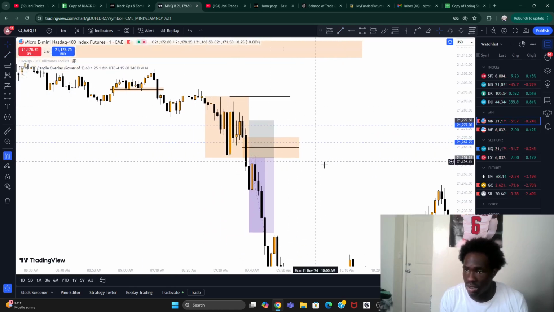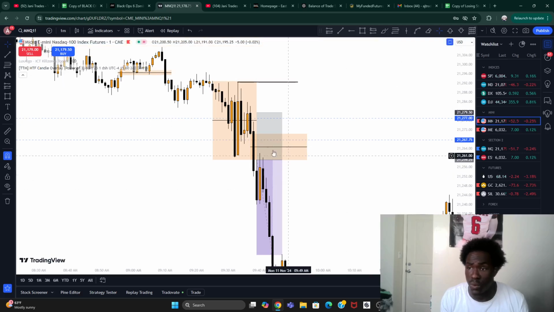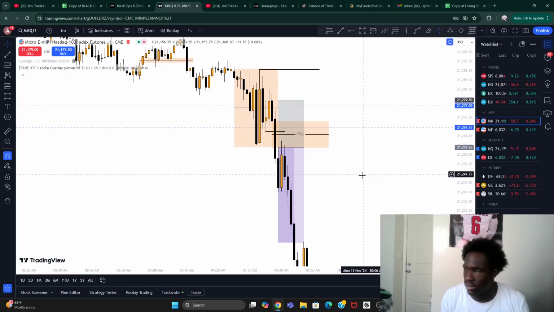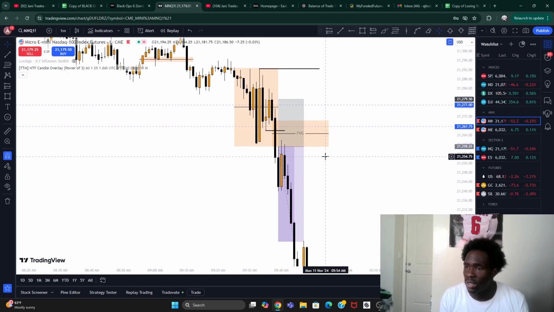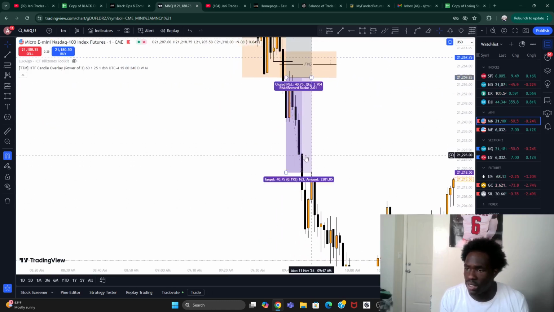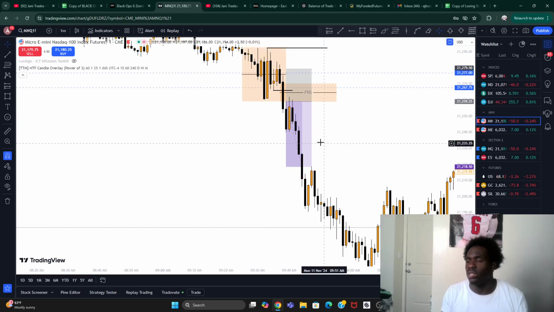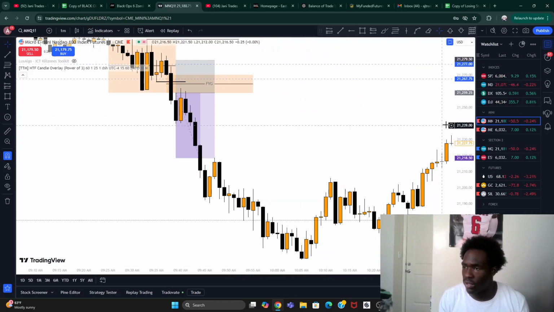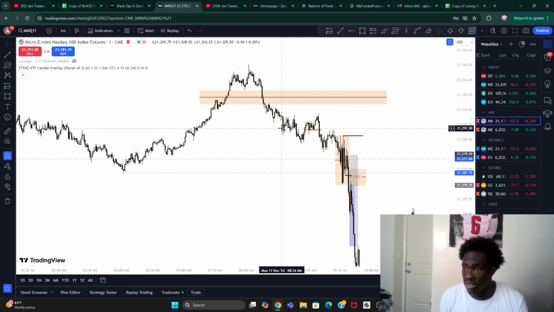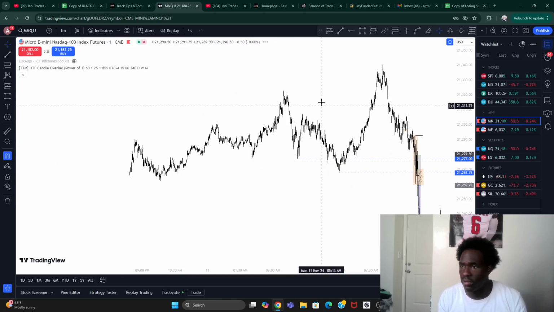So instead, this is proper confluence here. We had a real breaker structure here. Then we had a fair value gap here, which was needed, and we set up for a proper 1 to 2, and that put us in profit for the day. But I'm going to go over what we could have done to cut that break even trade.